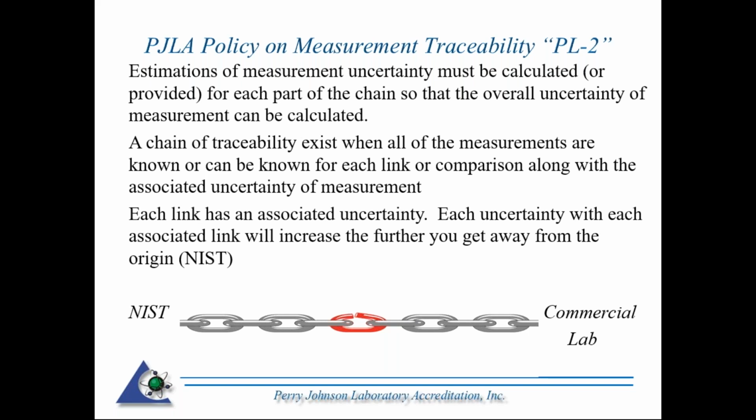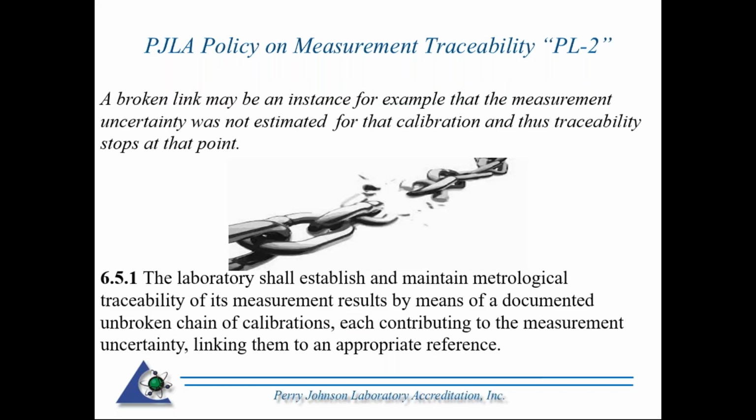The further you get away from the SI or the origin, for example, in this picture, it would be better if it was depicted with the links getting a little bit larger each time you get away from, in this example, NIST. As I said, by definition, your measurements are not traceable without that stated uncertainty, and your uncertainty is going to be built upon those links that came before you. So a broken link may be an instance, for example, that a measurement uncertainty was not estimated for that calibration, and thus traceability would stop at that point.